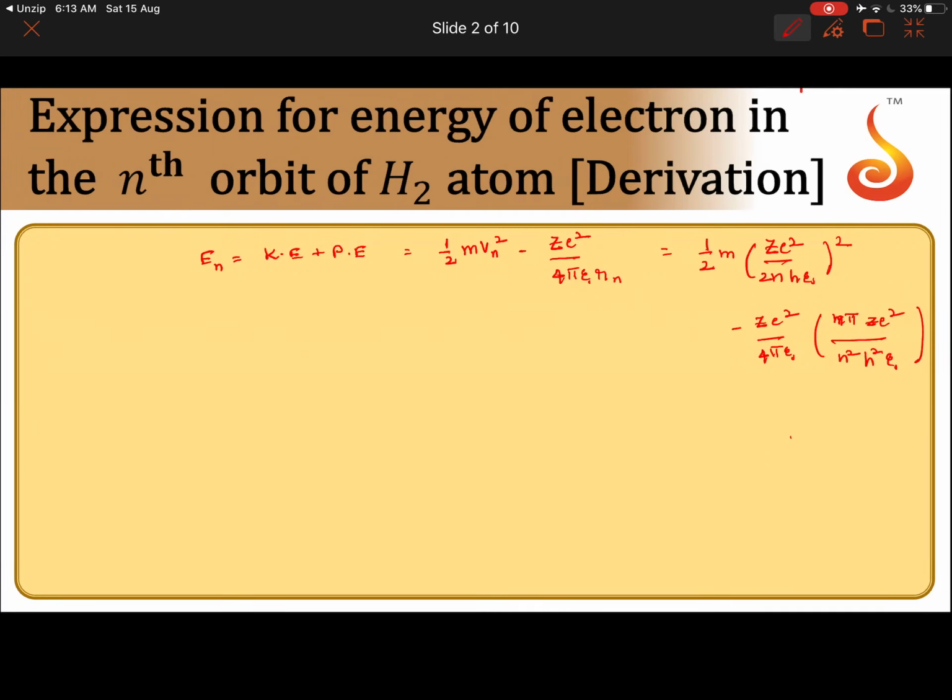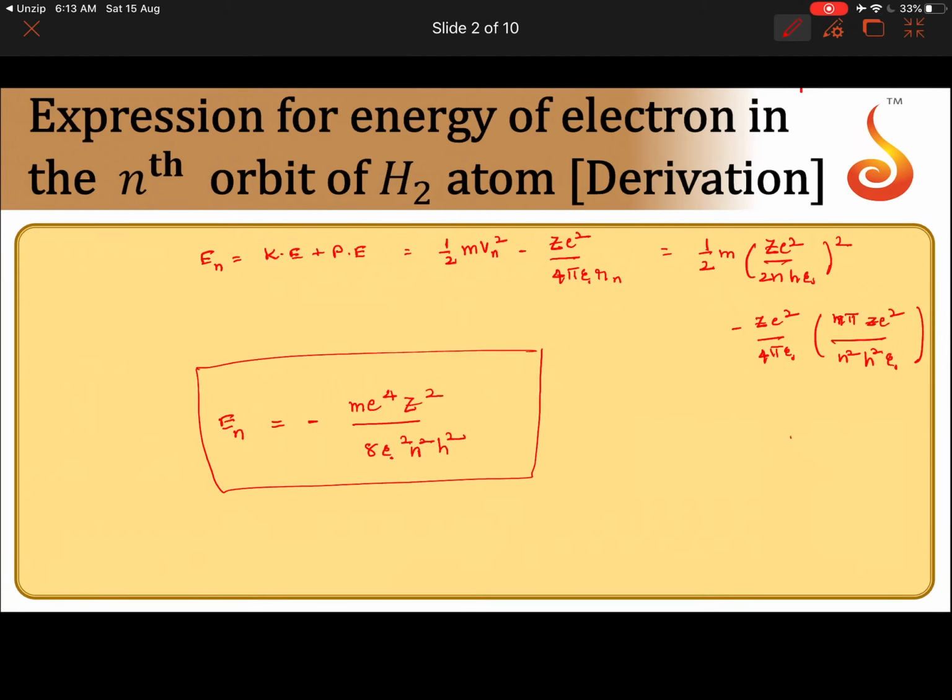Now after simplifying and collecting everything together and cancelling the common terms in the numerator and denominator, you'll end up with an expression for the energy as minus m e power 4 z square by 8 epsilon naught square n square h square. After looking at this expression, it is very clear that the energy is negative.